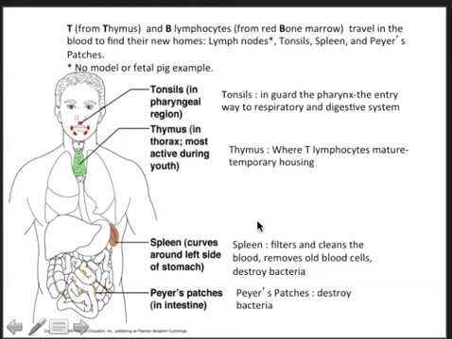find their new homes, which include lymph nodes, the tonsils, the spleen, and the Peyer's patches, which are found primarily in the submucosa of the digestive system, which is an excellent place to put them, because remember that the food that you eat and the water you drink is not sterile. There are going to be pathogens in it that can potentially get through our innate immunity.